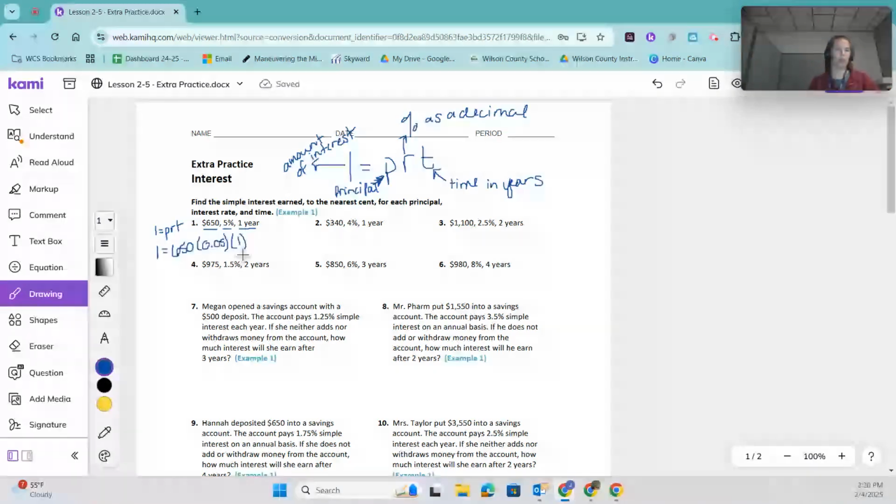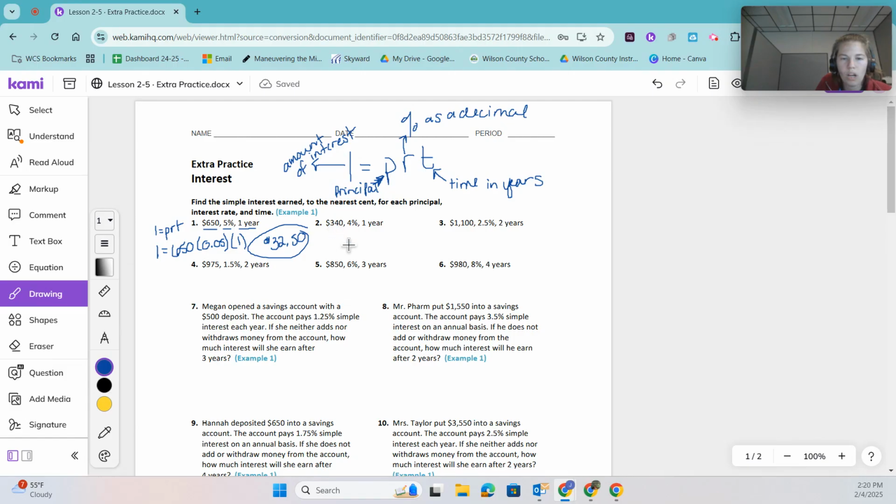So you are multiplying 650 times 0.05 times 1, and the amount of interest you're going to pay is $32.50. That is the amount of interest you're going to earn if you put $650 into the bank account.